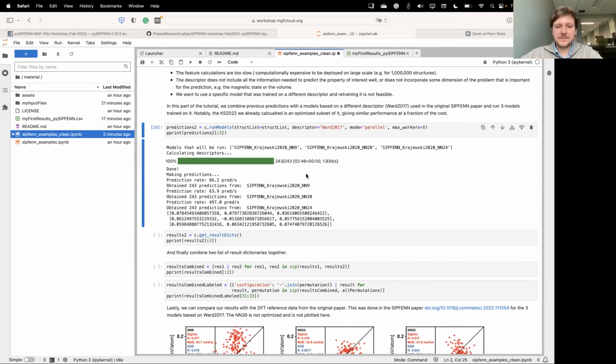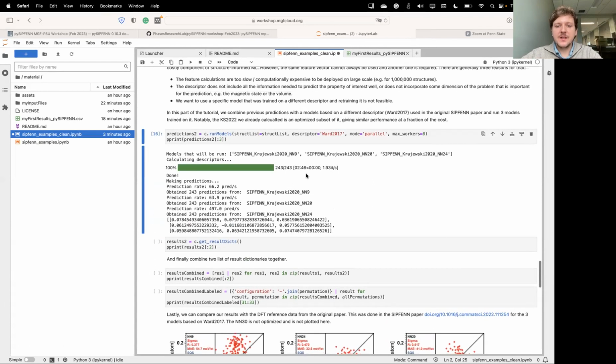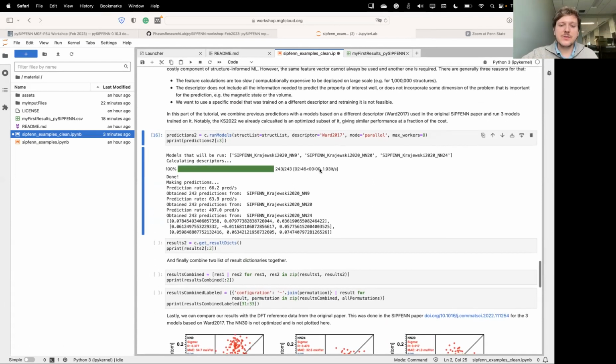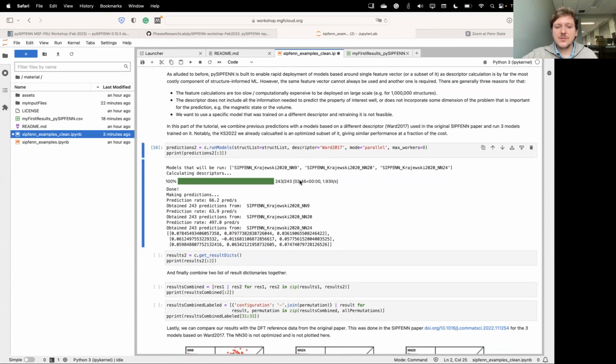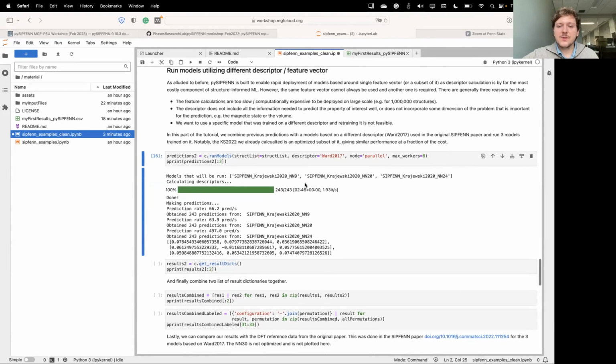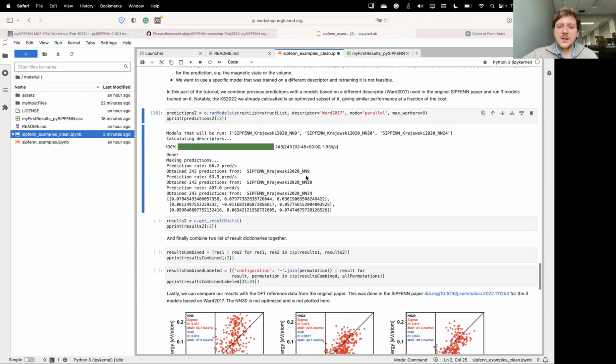Okay. So we see that the same set of structures that previously took us 13 seconds now took us 2 minutes and 46 seconds, so much longer. But at the same time, it allowed us to run the models that neural network KS22 couldn't be run with. And this is the standard materials model trained to be the best at OQMD.